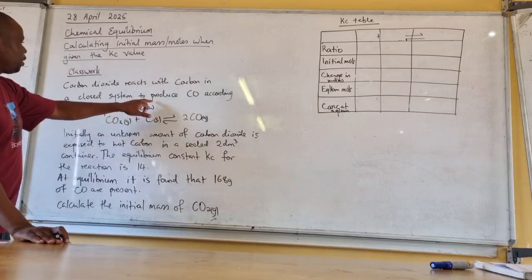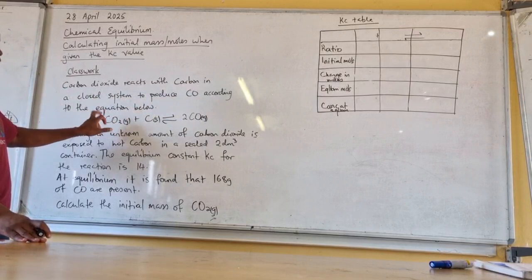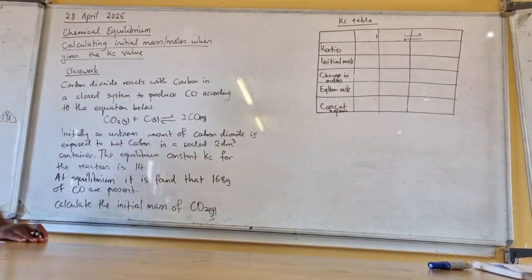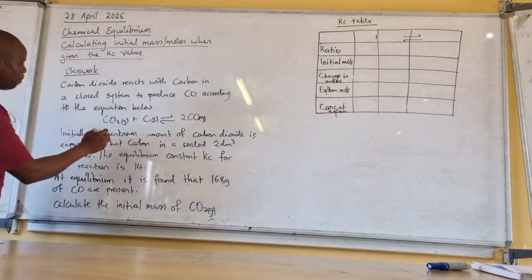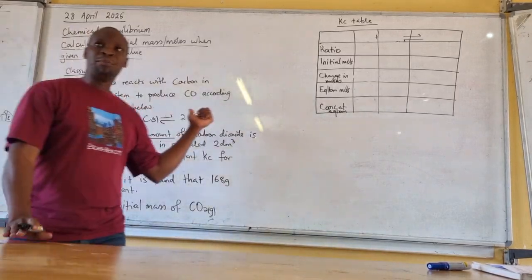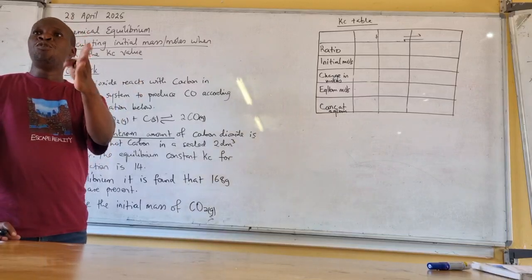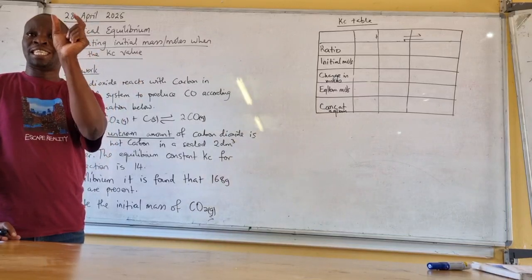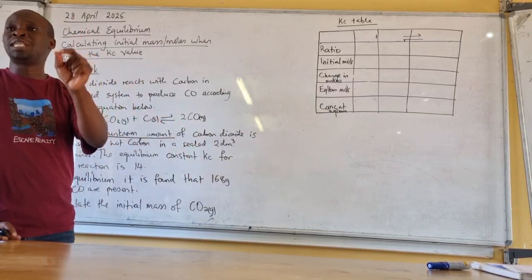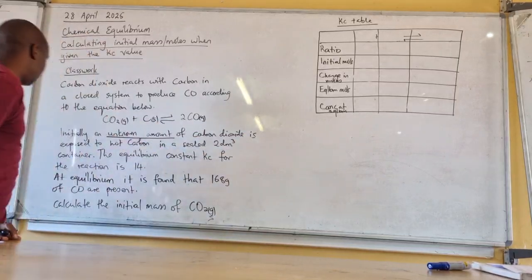Right, so the reaction produces carbon monoxide according to this balanced equation. Carbon dioxide reacting with carbon to form carbon monoxide. Initially an unknown amount, so we don't know the amount. Just like in the example that I used where the unknown was identified as X. So, like I said, just use any letter to represent the unknown.